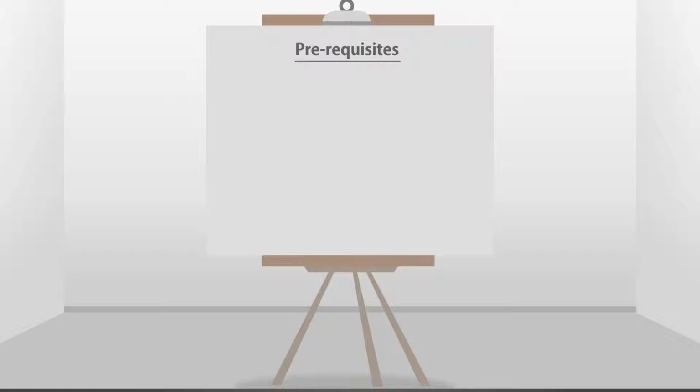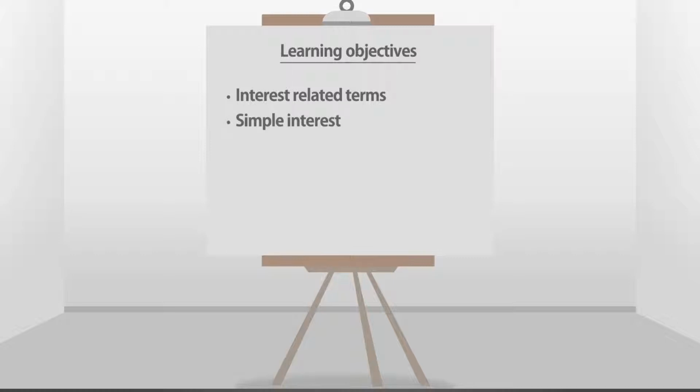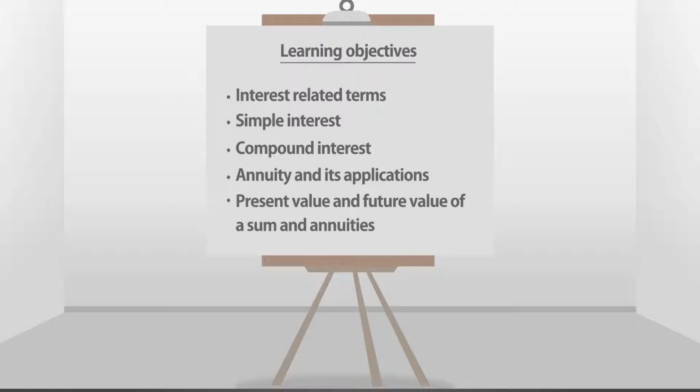Prerequisites. As a prerequisite, you are required to be familiar with basic mathematics and use of indices. Learning objectives. At the end of this chapter, you will learn the concept of interest and related terms, computation of simple interest, computation of compound interest, the concept of annuity and its applications, and the concept of present value and future value of a sum and annuities.